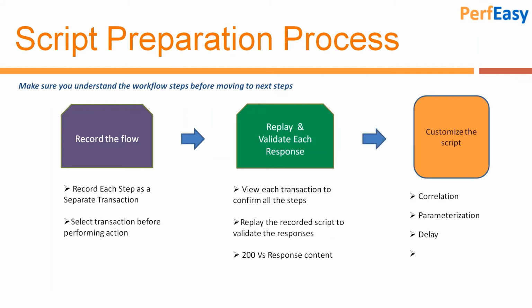The next step is, once we are sure that the recording is correct, all the transactions and requests are correctly recorded, and we have removed the junk requests, we should move to customization of the script, where we do correlation, parameterization, and adding delays to simulate think time and pacing. We also add validation points to make sure the correct pages are opening under load. And we may need to add other components like if-else and loops, depending on the scenario that we are trying to simulate.